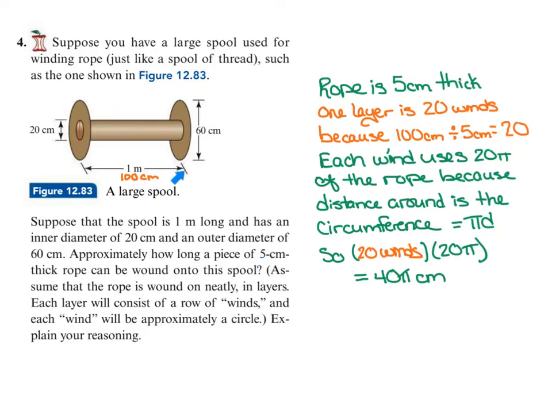So again, the 100 centimeters divided by the 5 centimeter thick rope would give us 20 winds to cover once over the spool. Each wind is going to use 20 pi of the rope, or 20 times pi. And the reason is the diameter right here is 20. And to find circumference, we go 20 times pi. So that's where the 20 pi is coming from. So that's the length of the rope at each wind to go around. So 20 winds times 20 pi gives me 400 pi centimeters for the one layer I'm going to get across.